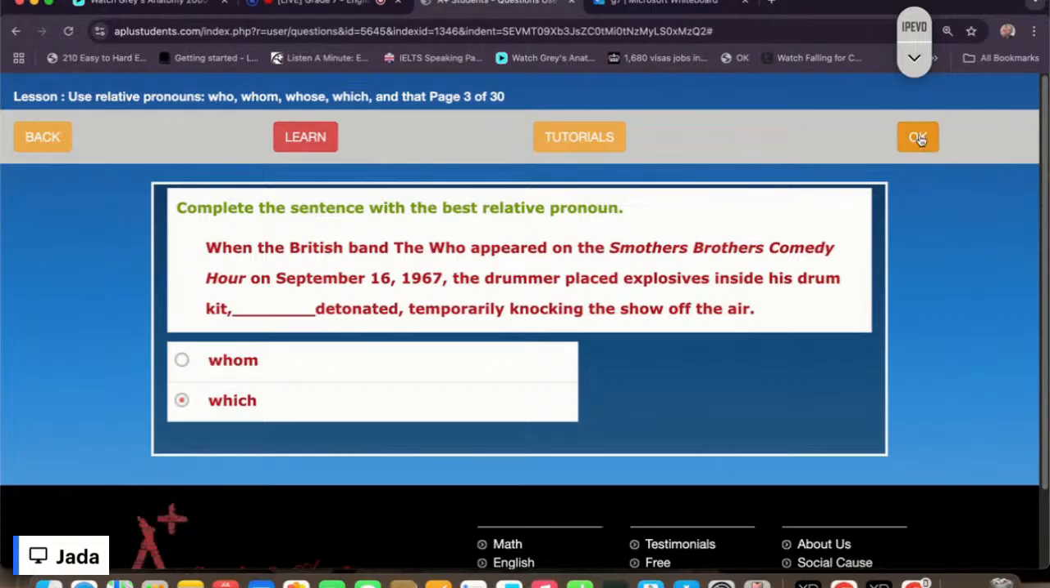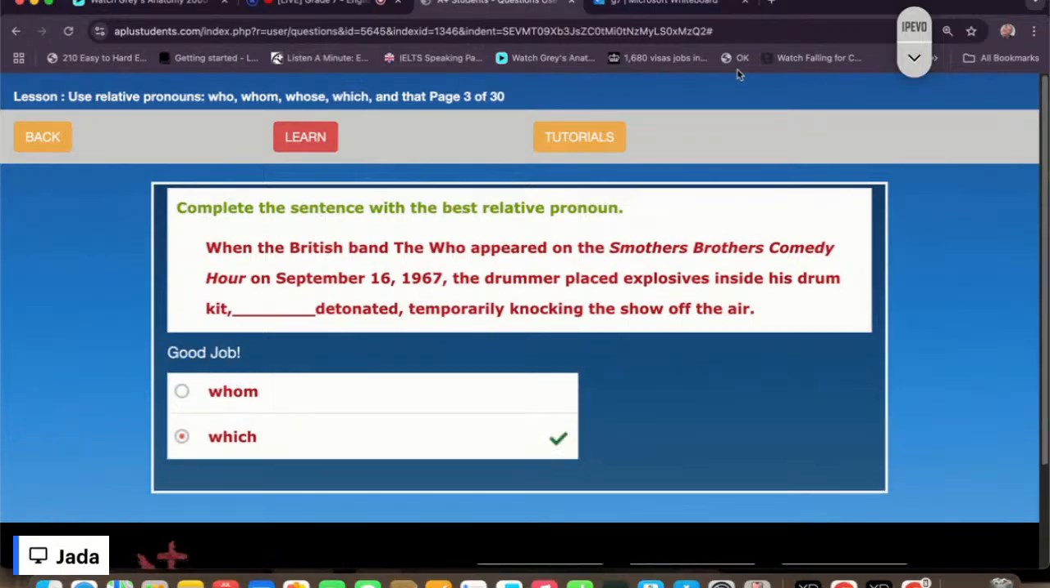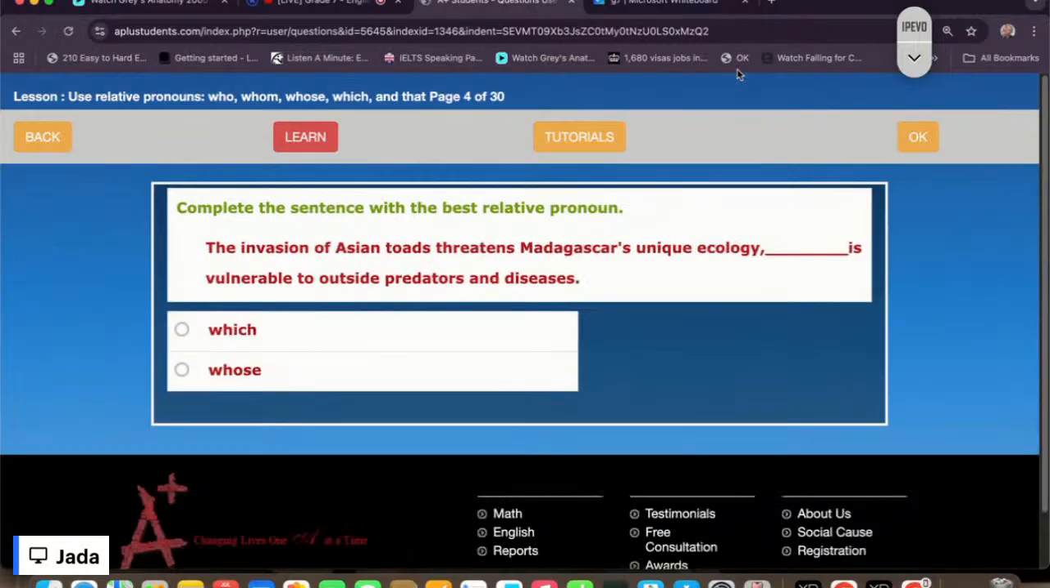Alright, so we have which, detonated, okay? The invasion of the Asian toad threatens Madagascar's unique ecology. Dash is vulnerable to outside predators and diseases. Which of them?